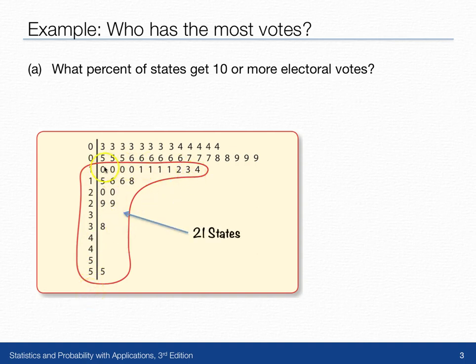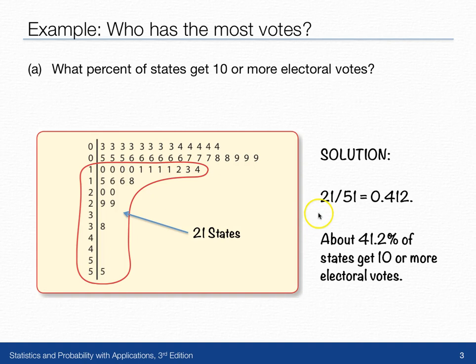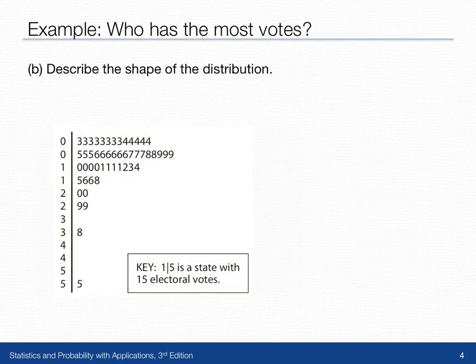If we count all of these up, we'll see there are 21 states total represented in the circled area. Because 21 over 51 equals 0.412, then about 41.2% of states get 10 or more electoral votes. Recall that this stem and leaf plot is representing the 50 states and the District of Columbia, which is why we have 51 in the denominator.